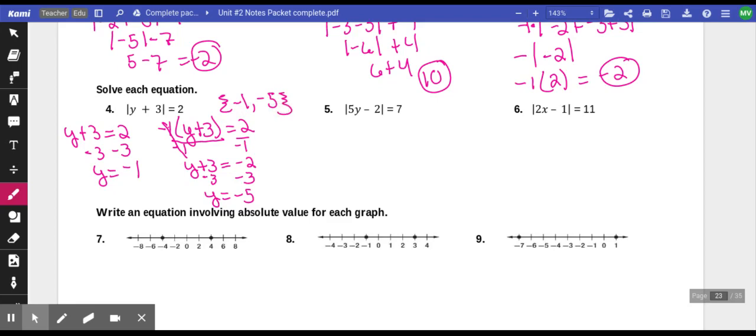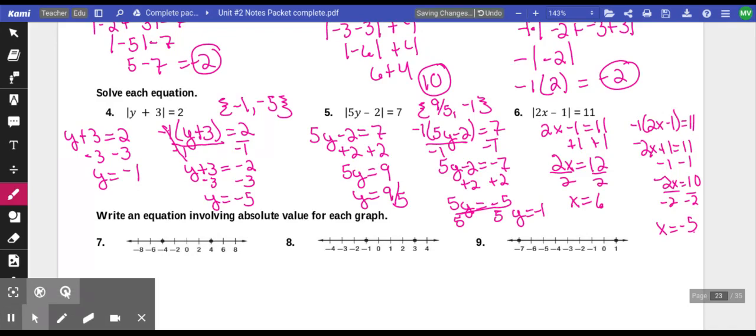So I want you to pause and try 5 and 6 on your own. Okay, so hopefully you paused and did that. So again, the most important thing with the absolute value is creating two equations. So number 5, my two equations are 5y minus 2 equals 7, and then -1 parentheses 5y minus 2 equals 7. When I solve those, I get the solution set of 9/5 and -1. Number 6, my two equations are 2x minus 1 equals 11, and -1 parentheses 2x minus 1 equals 11. I solve those and I get my solution set as 6 and -5.